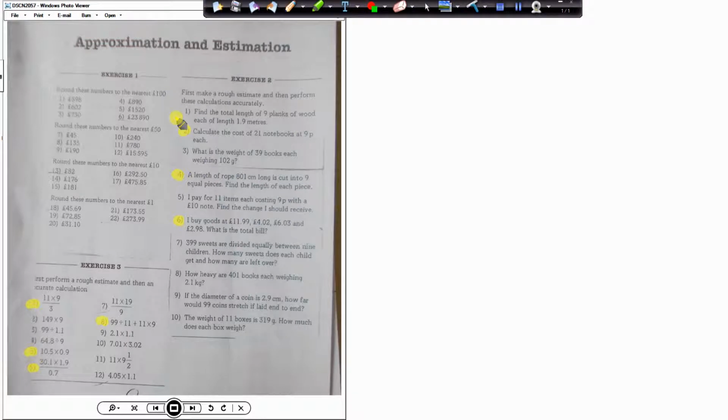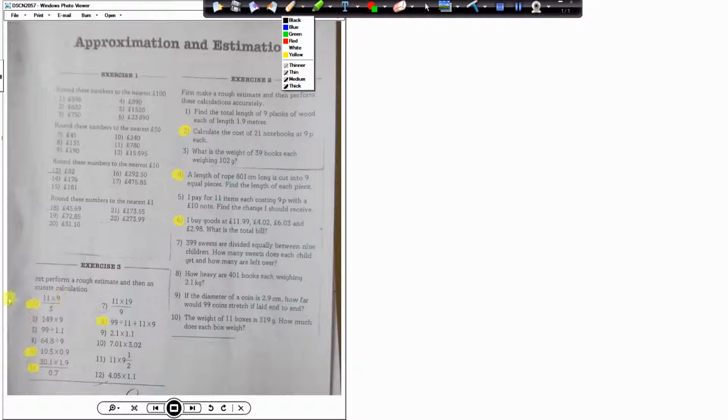We're looking at approximation and estimation. It says first perform a rough estimate and then accurate calculation. We are going to do no accurate calculations. We're going to do only rough. Rough estimation doesn't really mean that. It means we have to round the numbers. So let's have a look at the question, how I want you to do it.